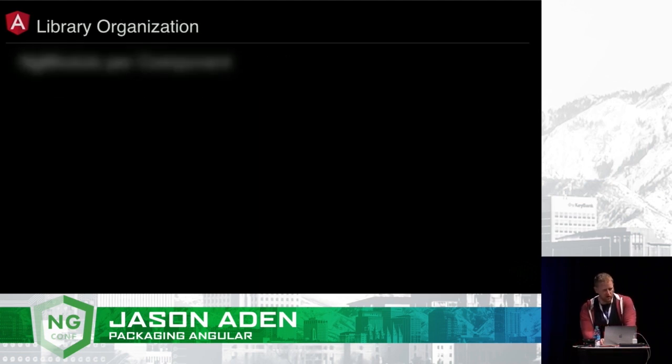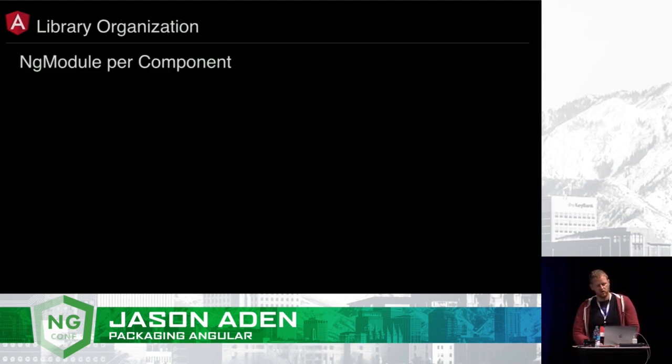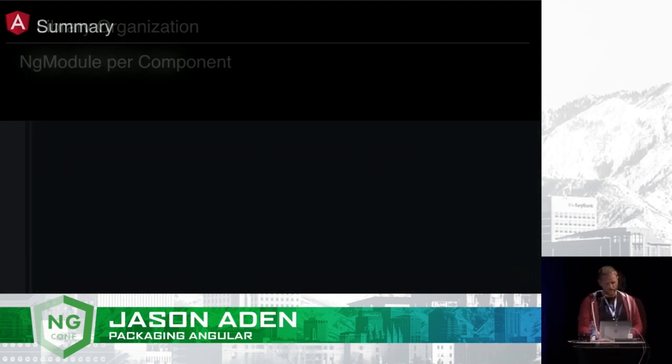Quick note on library organization. We're currently recommending an ngModule per component. So rather than kitchen sink, just create one per component and export those from your library. What this allows us to do eventually is enable tree shaking, okay, so that all that code that's not actually used will be gone.